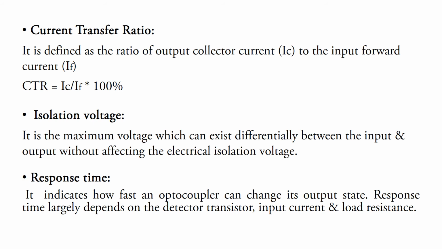Isolation voltage is the maximum voltage which can exist differentially between input and output without affecting the electrical isolation. Response time indicates how fast an optocoupler can change its output state, that is, how fast it couples the signal from input to output. Response time largely depends on the detector transistor, input current and load resistance.